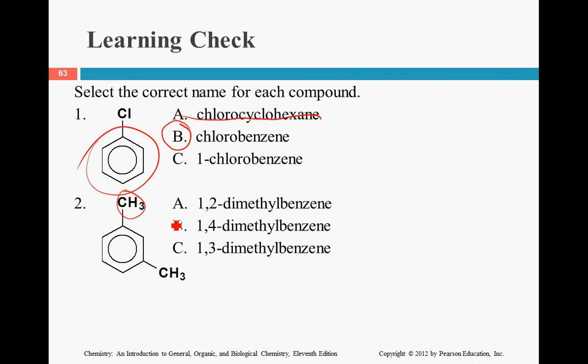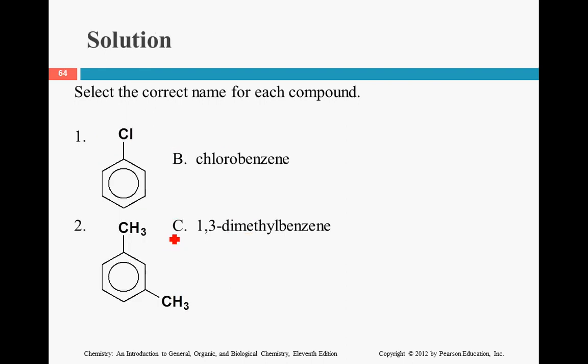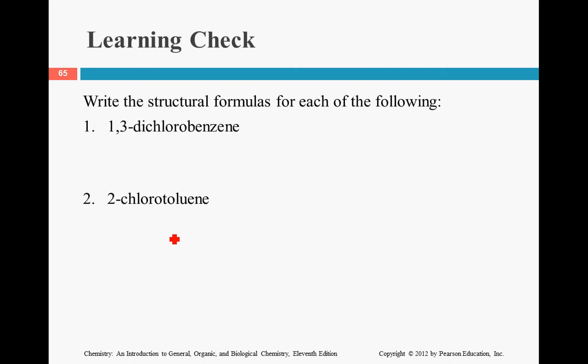Since there's 2 methyl groups, it's going to be a dimethyl. They're all dimethyls. 1, 2, 3. So it's 1,3-dimethyl. There you go.